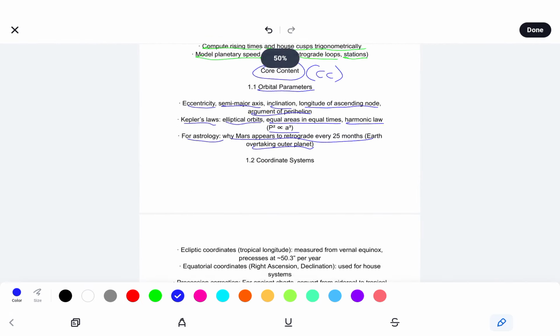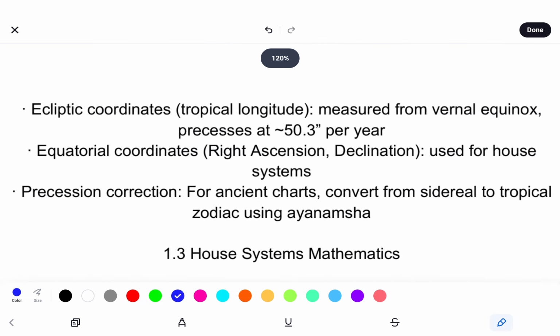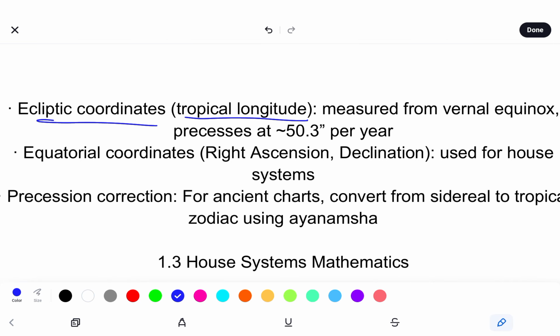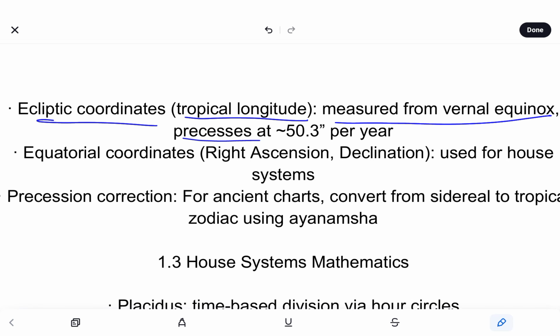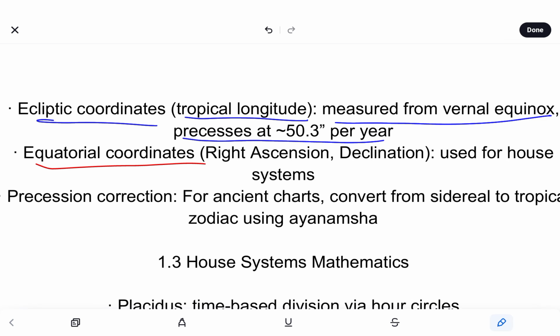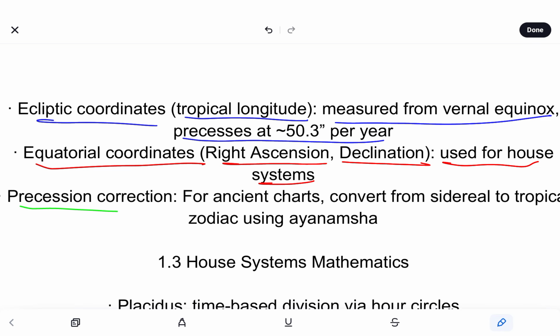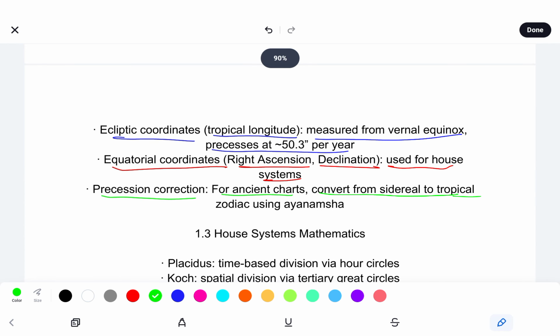And now we see our coordinate systems. Ecliptic coordinates, tropical longitude measured from the vernal equinox, alright? Precesses at 50.3 arcseconds per year. We have our equatorial coordinates, our RA, right ascension, and declination, used for house systems. We have precession correction for ancient charts, converting from sidereal to tropical zodiac using Ayanamsha.